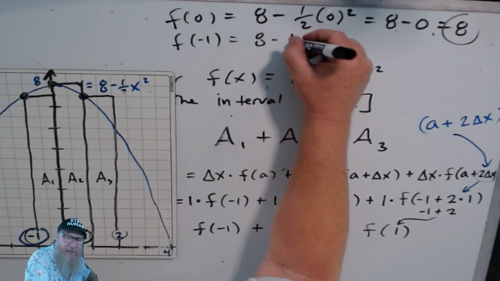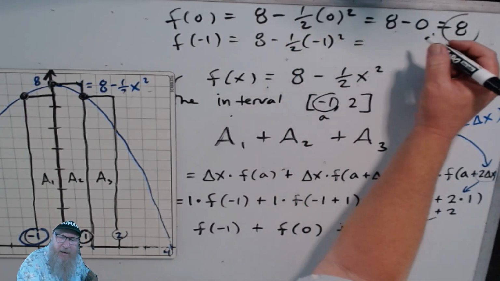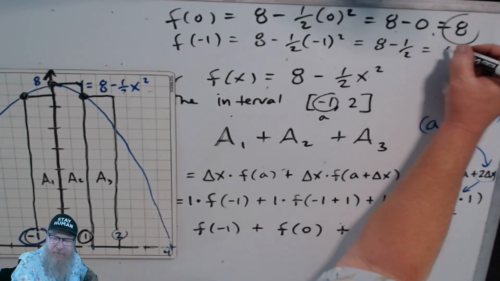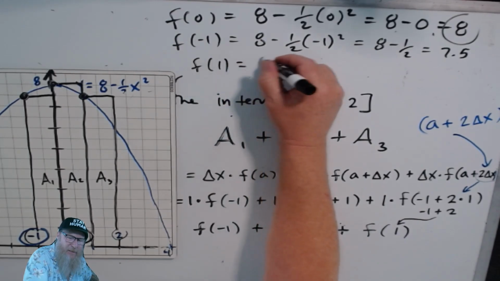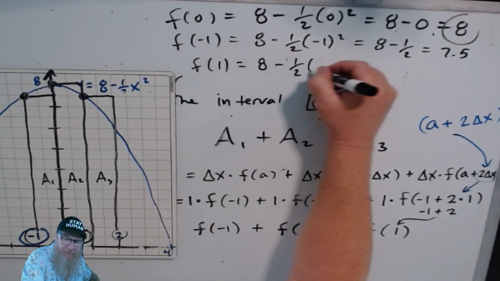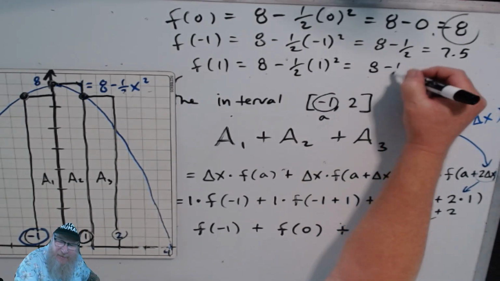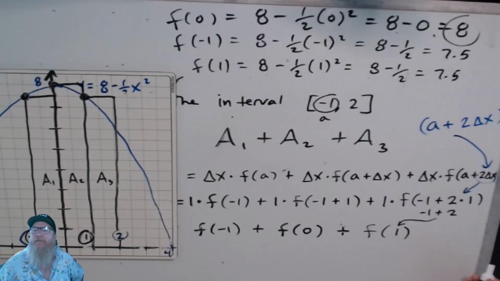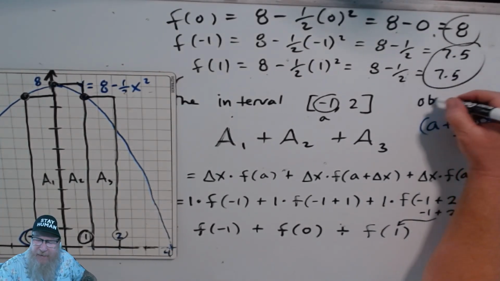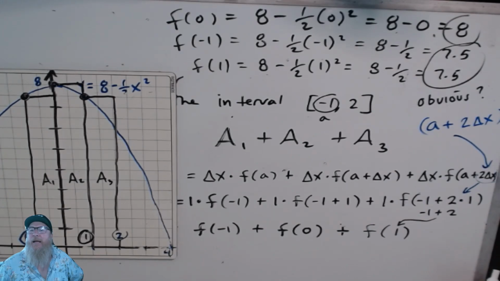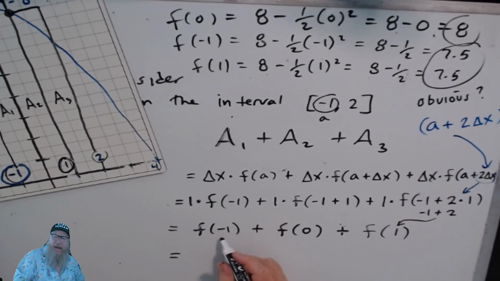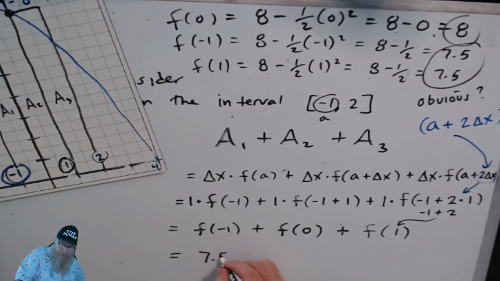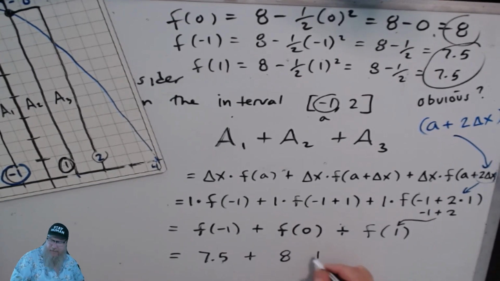So I've got 8 minus 1/2 times -1 squared. 8 minus 1/2, so 7.5. And notice that 8 minus 1/2 times +1 squared is still 8 minus 1/2, which is still 7.5. I hope that's obvious from the graph. It might not have been obvious if you couldn't see the graph. All right, so then we got f of -1 is 7.5. F of 0 is 8. F of 1 is, again, 7.5.